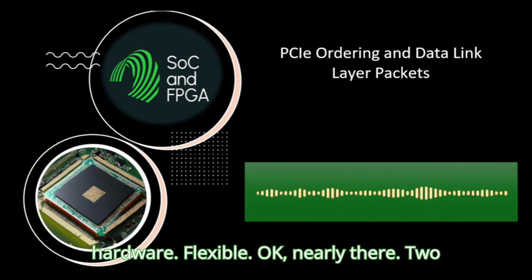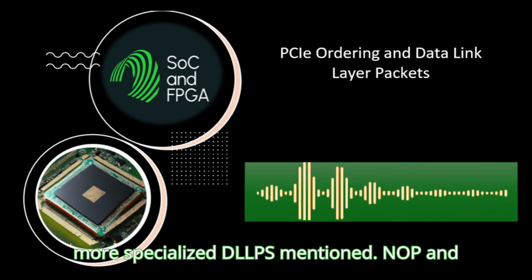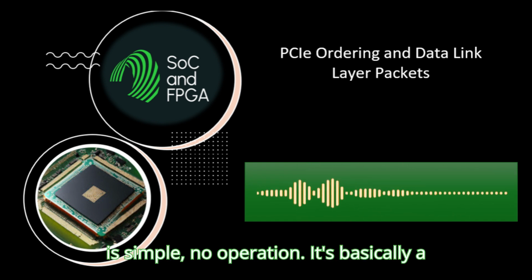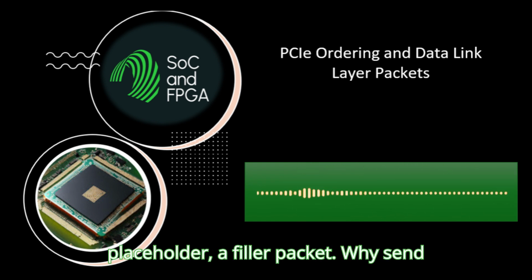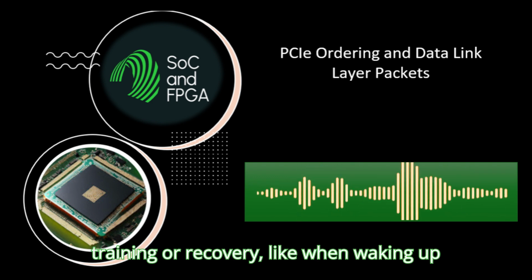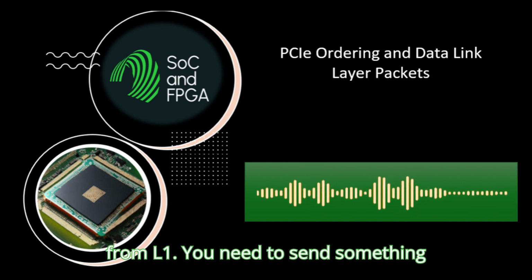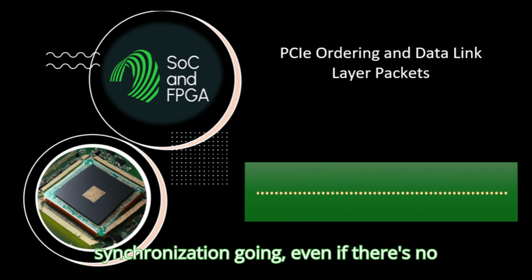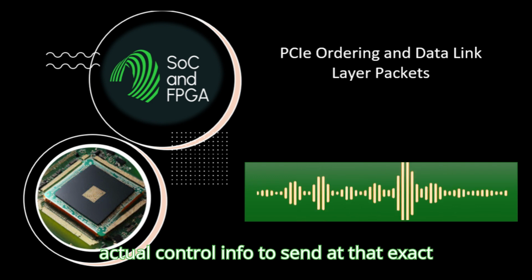Flexible. Okay, nearly there. Two more specialized DLLPs mentioned, NOP and data link feature. What's their story? NOP is simple, no operation. It's basically a placeholder, a filler packet. Why send nothing? It's mainly used during link training or recovery, like when waking up from L1. You need to send something validly formatted just to keep timing or synchronization going, even if there's no actual control info to send at that exact moment.